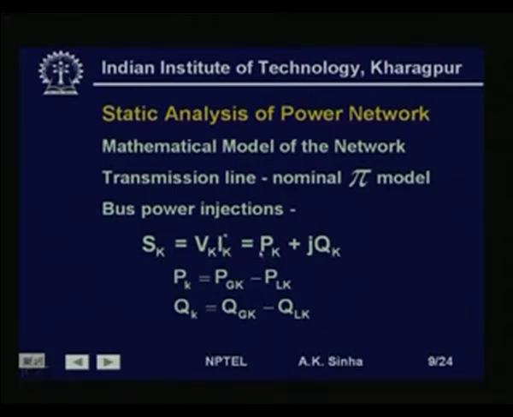So, once we know this Pk and Qk and we know this Vk, then we can always find out Ik, that is the current injection into the bus, where Pk, as we had already seen, is the real power injection Pgk minus PLk, and Qk is the reactive power injection Qgk minus QLk.